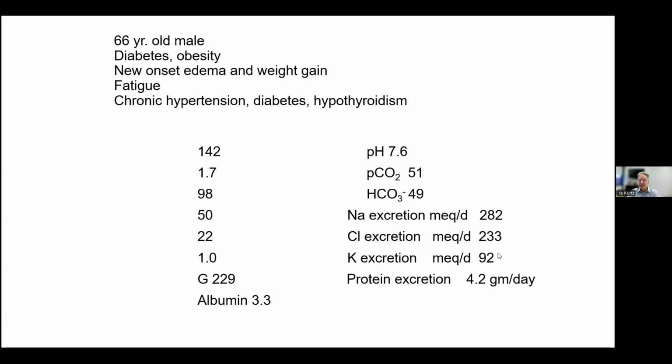K excretion was 92. So if you did a TTKG or the fractional excretion, you're going to find that the cause of the hypokalemia was at least in part kidney. Don't know for sure. And there was a lot of protein in the urine.